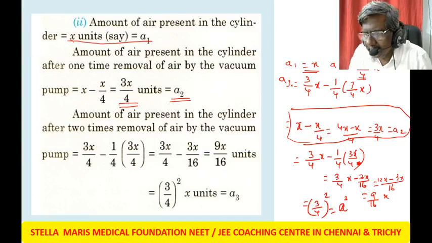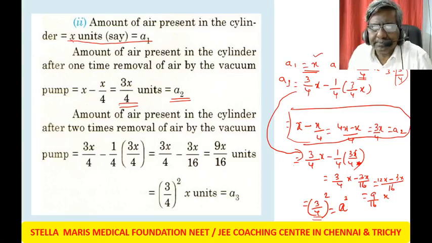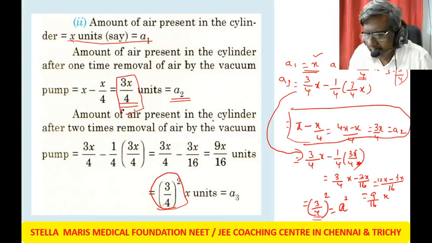Now when I come here, see, 3 by 4x minus 1 by 4 of the same 3 by 4x. Multiply this, and you will get 3 by 4 whole square. So A3 is equal to 3 by 4 square x. This is the first term, this is the second term. The first term is x, and then this will be like this. See, I'll write this.